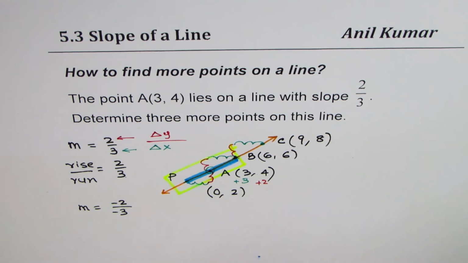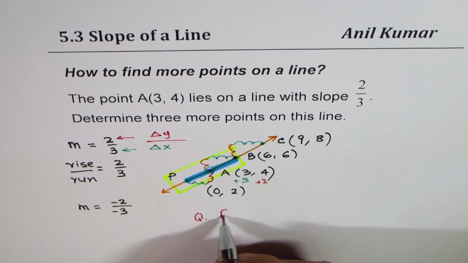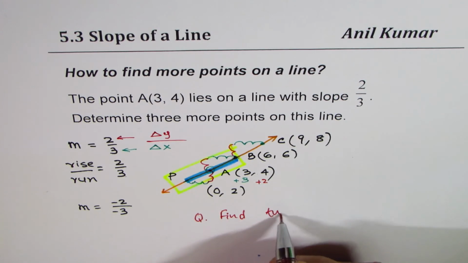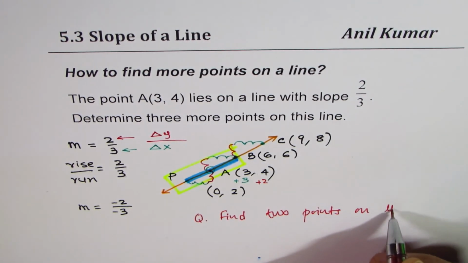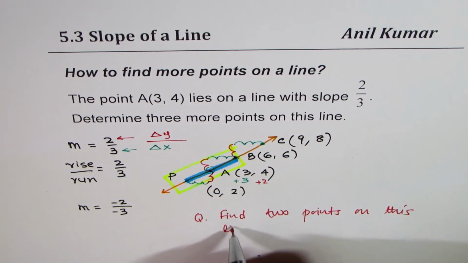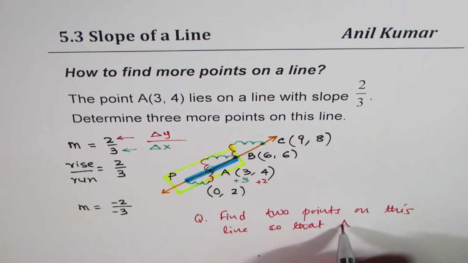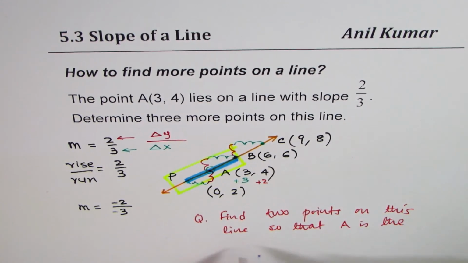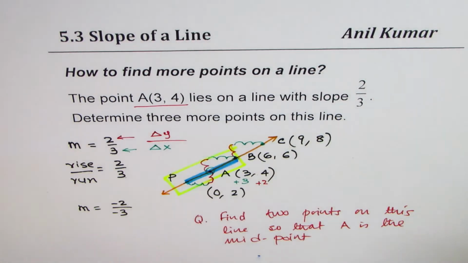So now, based on what we have learned, here is a question for you. Find 2 points on this line so that A is the midpoint. Right? When I say A, I mean (3, 4), right? So let this be a question for you to answer.